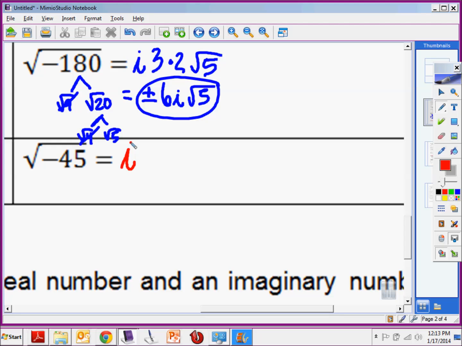Okay, so I took out my i. Now I'm focusing on the 45. So, what happens with 45? I can have a square root of 9 and a square root of 5. What's the square root of 9? 3. Okay, so 3 comes outside. Can I do anything with the square root of 5? No. So it's going to just join it. And so my final answer is? Plus or minus 3i times the square root of 5. There we go.